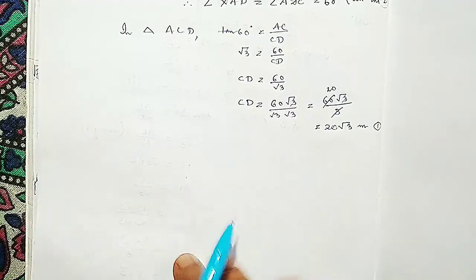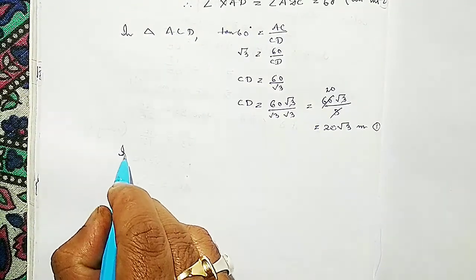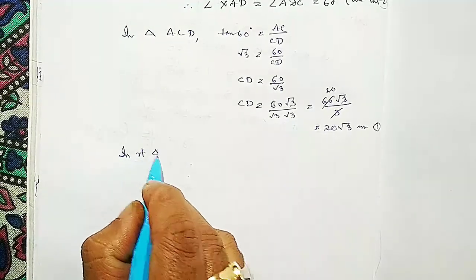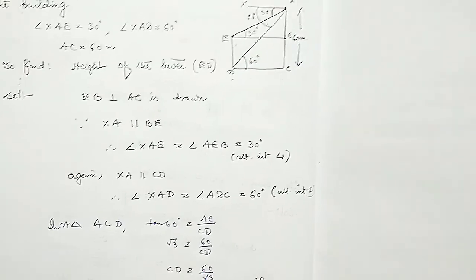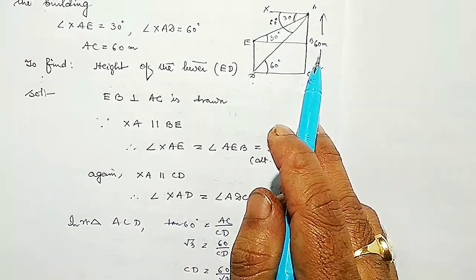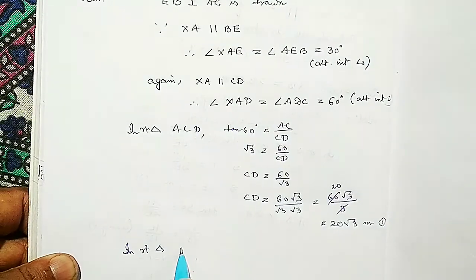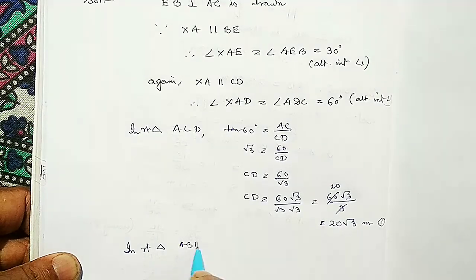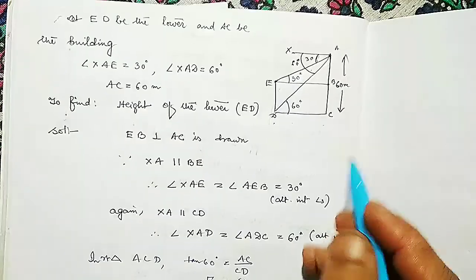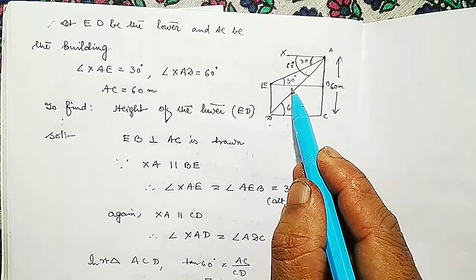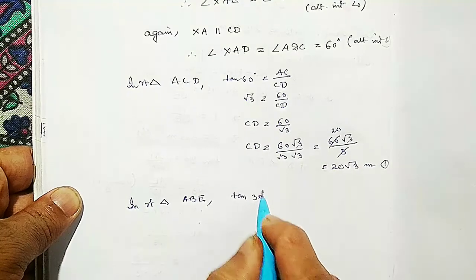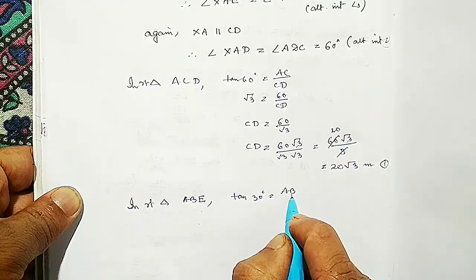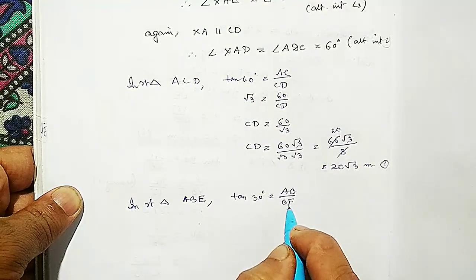So in right triangle, here also you can write right triangle. In right triangle, now we are considering triangle ABE. So in right triangle ABE, tan of 30 will be AB by BE. So we are writing here tan of 30 equals AB by BE.